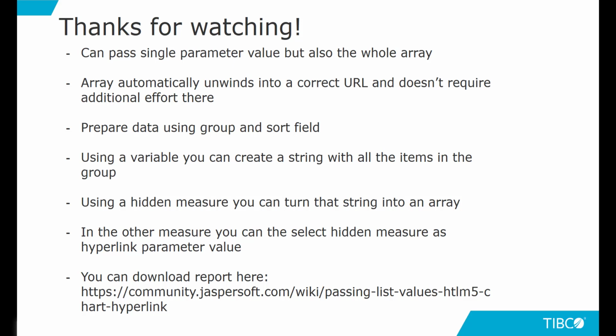Before proceeding, it's recommended to prepare your data using a group and a sort field. Using a variable, you can create a string with all the items in the group. So if you have a country and cities, you can create a group on countries and then create a string of all the values for the cities field within that group. Using a hidden measure, you can then turn that string into an array through the measure expression. In the other measure that is non-hidden, you can select the hidden measure as hyperlink parameter value.